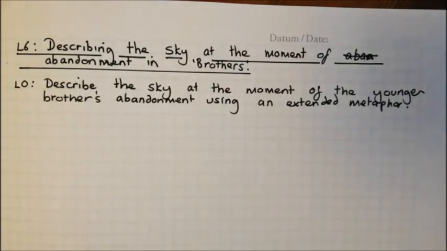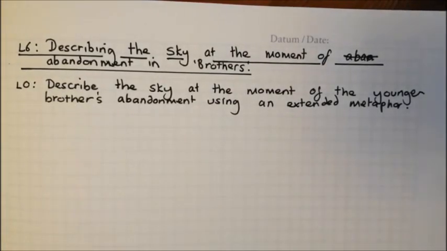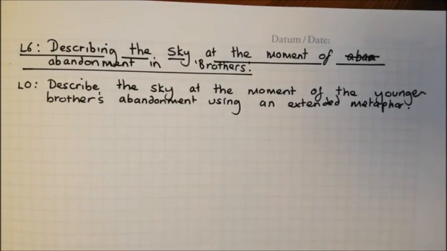Hi, back again for lesson 6. So today we're going to turn our poetry into some creative writing, and we're going to use the emotions in Brothers and the events in Brothers to write something original and interesting using the START formula for descriptive writing.